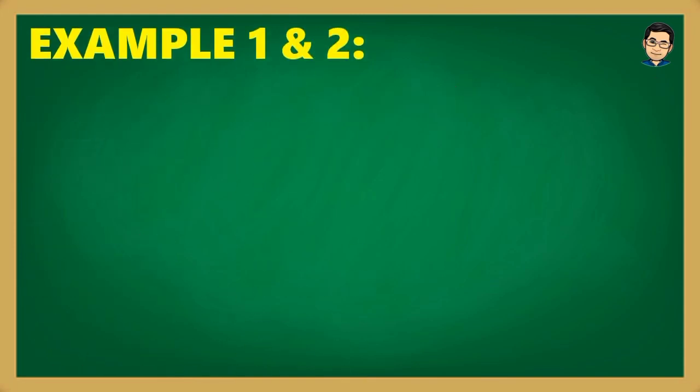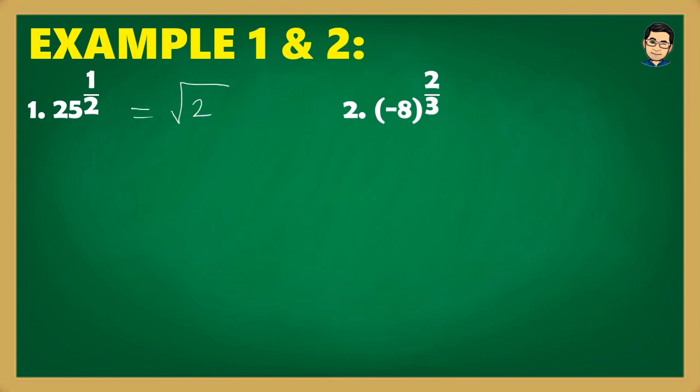So let's have example number 1 and 2. Number 1, 25 raised to 1/2. Yung isang paraan kung paano natin pwedeng i-simplify ito is isulat natin siya into radical expression. So, that is the square root of 25. Again, the index is 2. And then yung 25 ang magiging radicand. And then itong 1 na to, ito po yung exponent ng 25. So, basically, square root of 25 is 5.